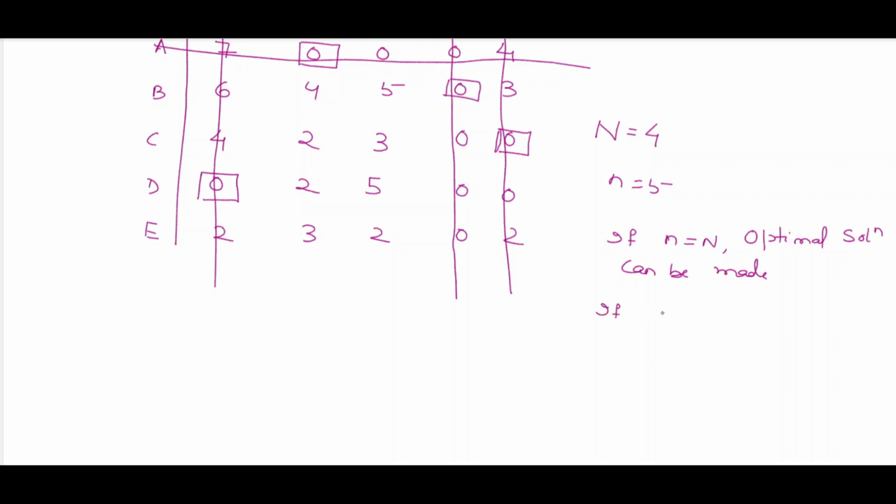If small n is greater than capital N, as here where small n is 5 and capital N is 4, then what will you do? You will go to step 4.